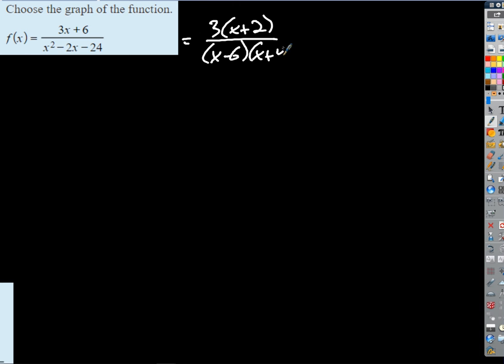Looks good. Okay, so based on that, what are the values of x that we have to exclude? 6 and negative 4.